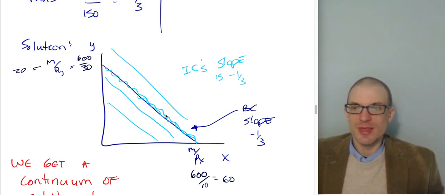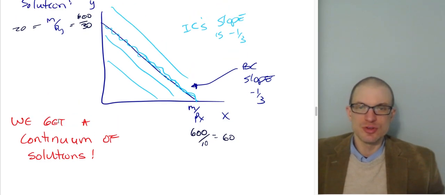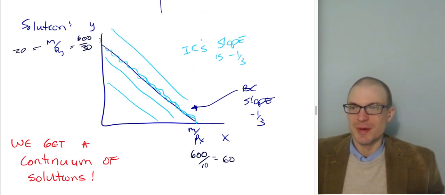And this tells me that as long as I'm on my budget constraint, I'm optimizing. And there's actually infinitely many bundles that would work. So that's my comment. We get a continuum of solutions. And here is my budget constraint, right? The maximal amount of y I could get, 600 divided by 30, is 20. Maximal amount of x I could get, 600 divided by 10, is 60.